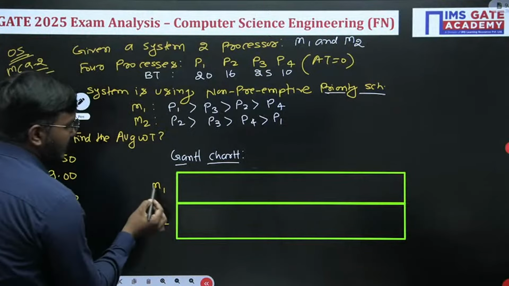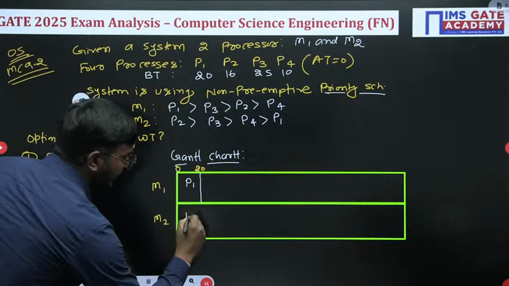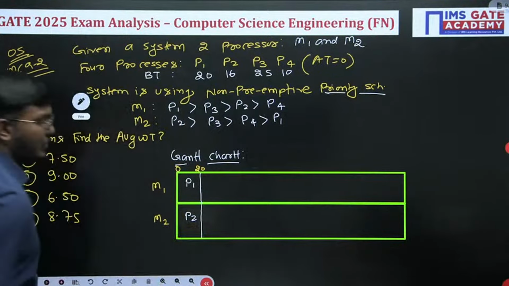Now at time 0, M1 has P1 and M2 is empty. So on M2 also we'll schedule one process as per priority. On M2, P2 has the highest priority among the remaining ones. P1 is already executing on M1, leaving P2, P3 and P4. Among these, on machine M2, P2 has the highest priority, so M2 will continue with P2. The P2 burst time is 16, so P2 will run from 0 to 16 on processor M2.